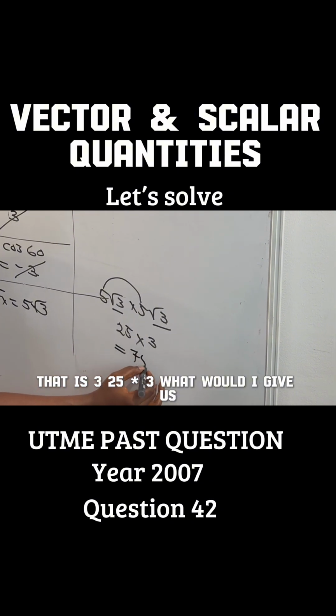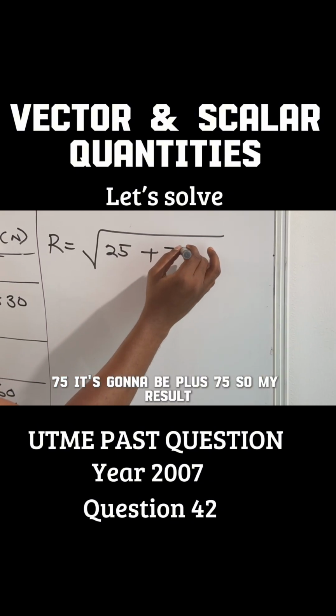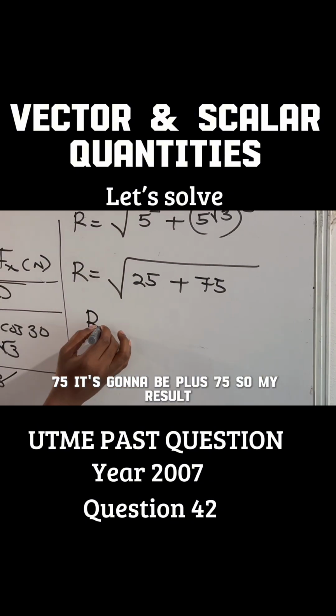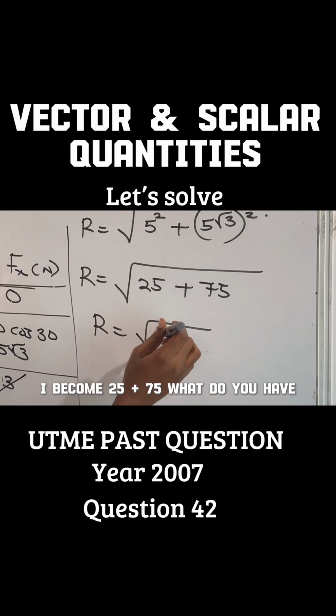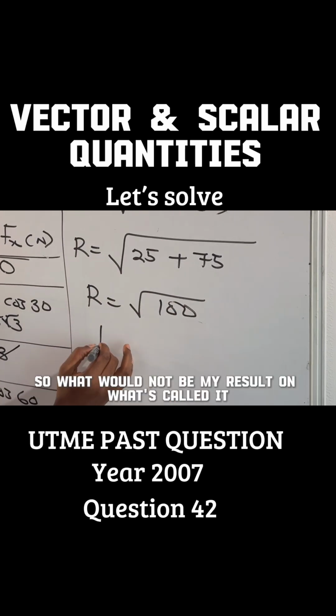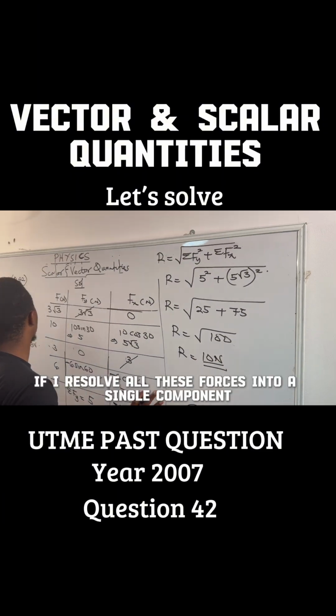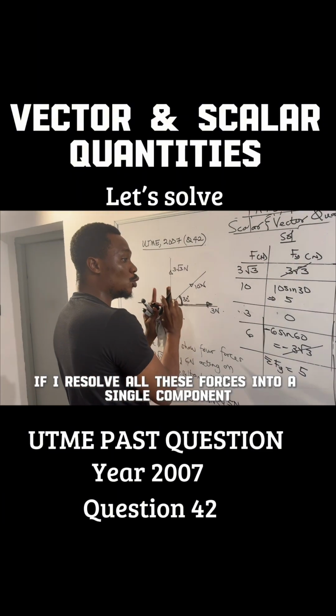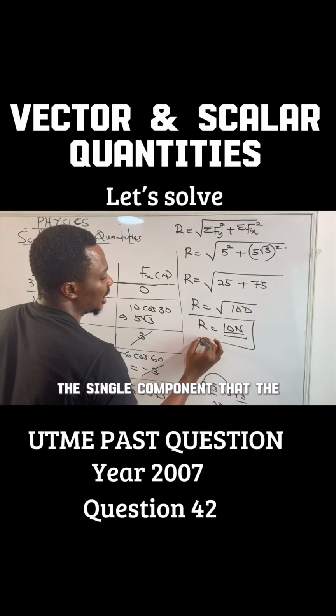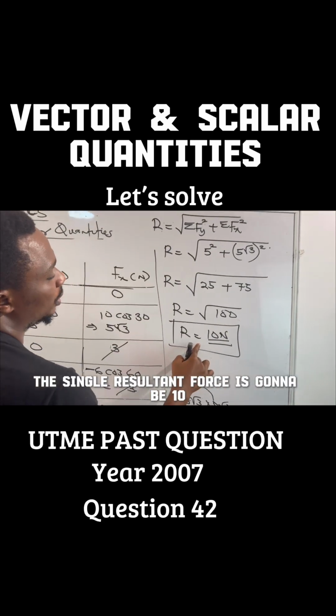25 times 3, what would that give us? 75. This is going to be plus 75. So my resultant becomes 25 plus 75. What do you have? 100. So what would be my resultant? What's the square root of 100? 10 Newton. So if I resolve all these forces into a single component, the single resultant force is going to be 10.